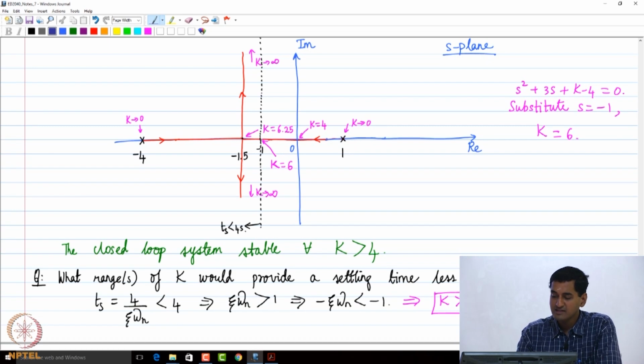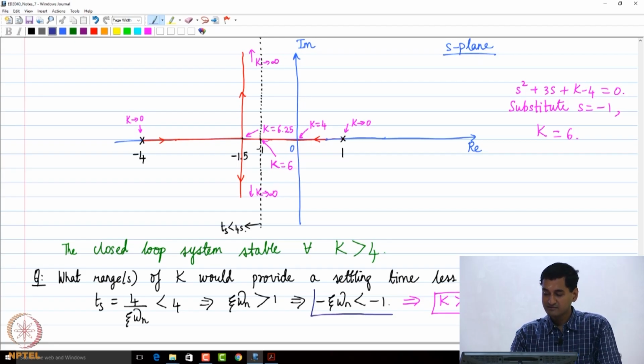Yes, please. Okay. See, at what point in the root locus do both root locus branches lie to the left of this -1 vertical line? That's because that's the condition that we obtained, right?